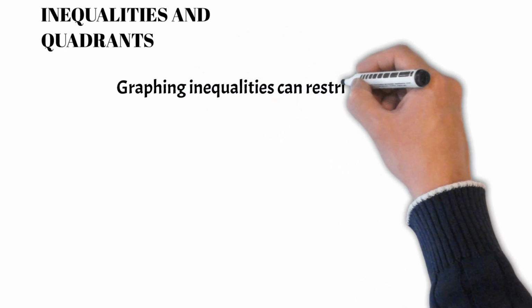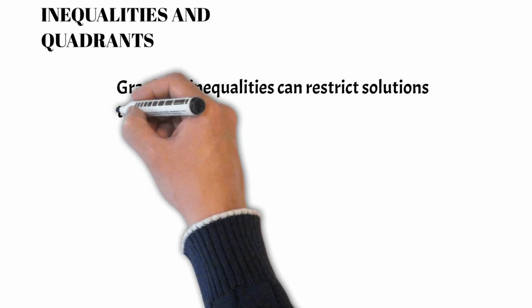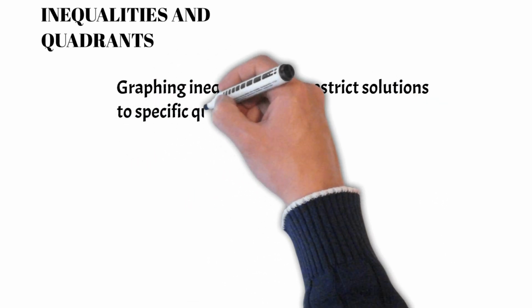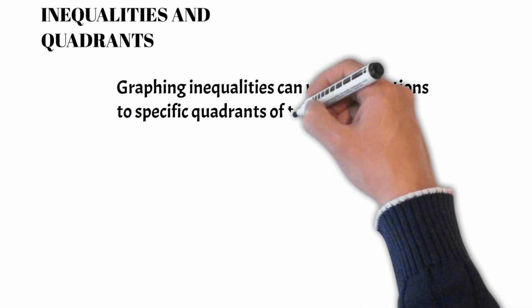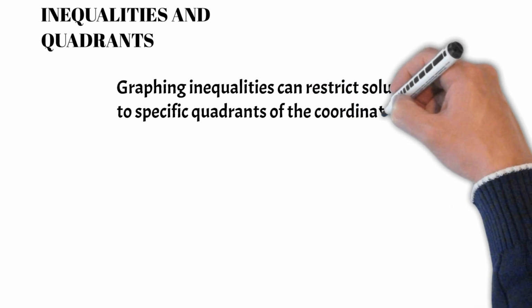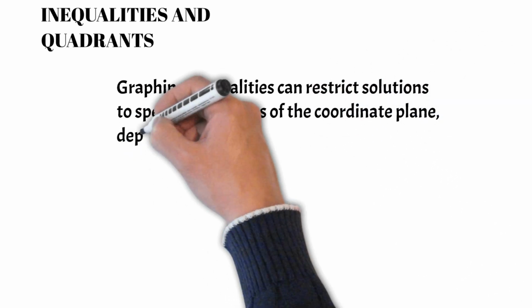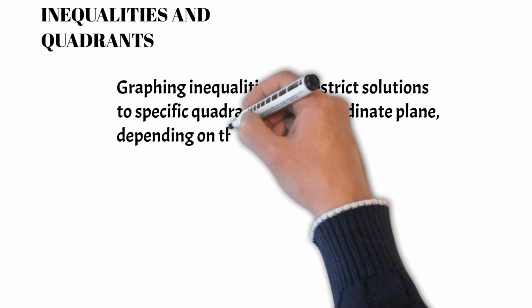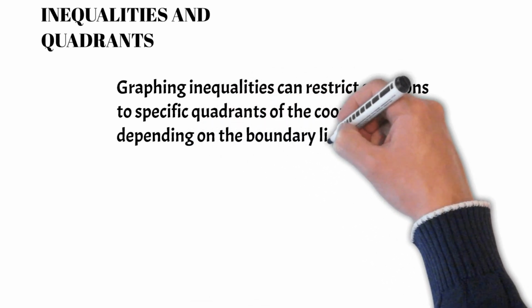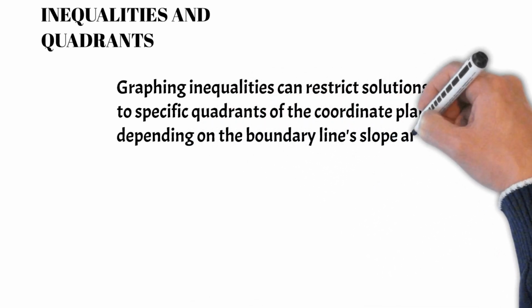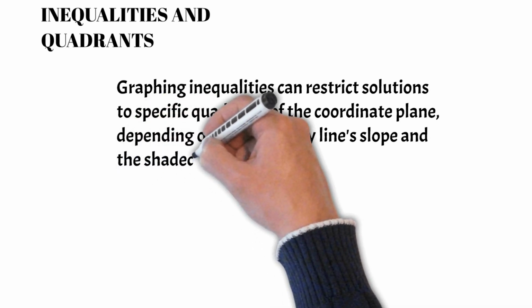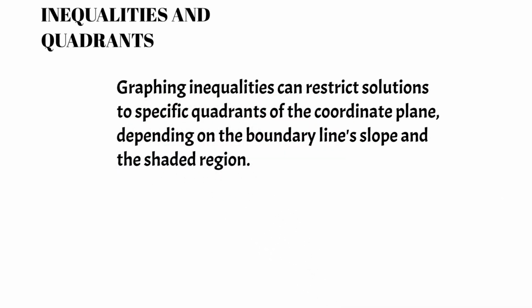Inequalities and quadrants. Graphing inequalities can restrict solutions to a specific quadrant of the coordinate plane. That happens every now and then, and it depends on the boundary line, slope, and the shaded region.